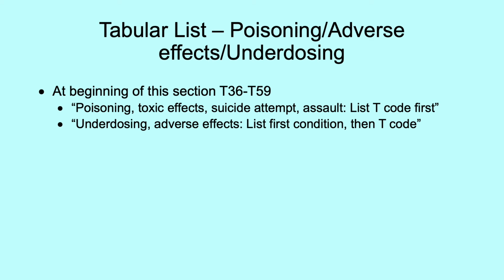So the most confusing part of poisoning, adverse effects, underdosing codes is which one comes first. So at the beginning of this section, write in poisoning, toxic effects, suicide, assault, list T code first. For underdosing, adverse effects, list first the condition, then the T code. So right there you can just go, okay, this one is first and this one is next. This makes it easier to find your code.